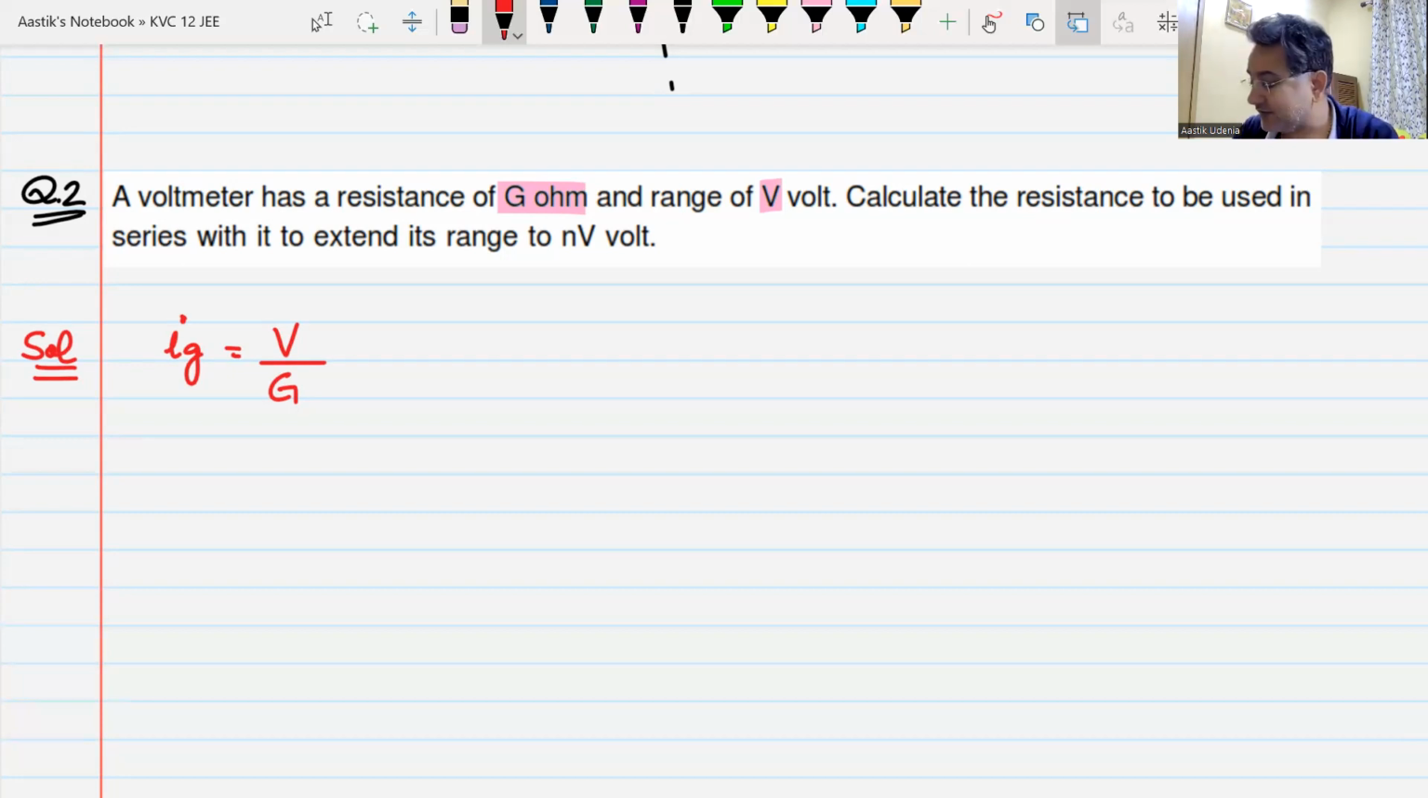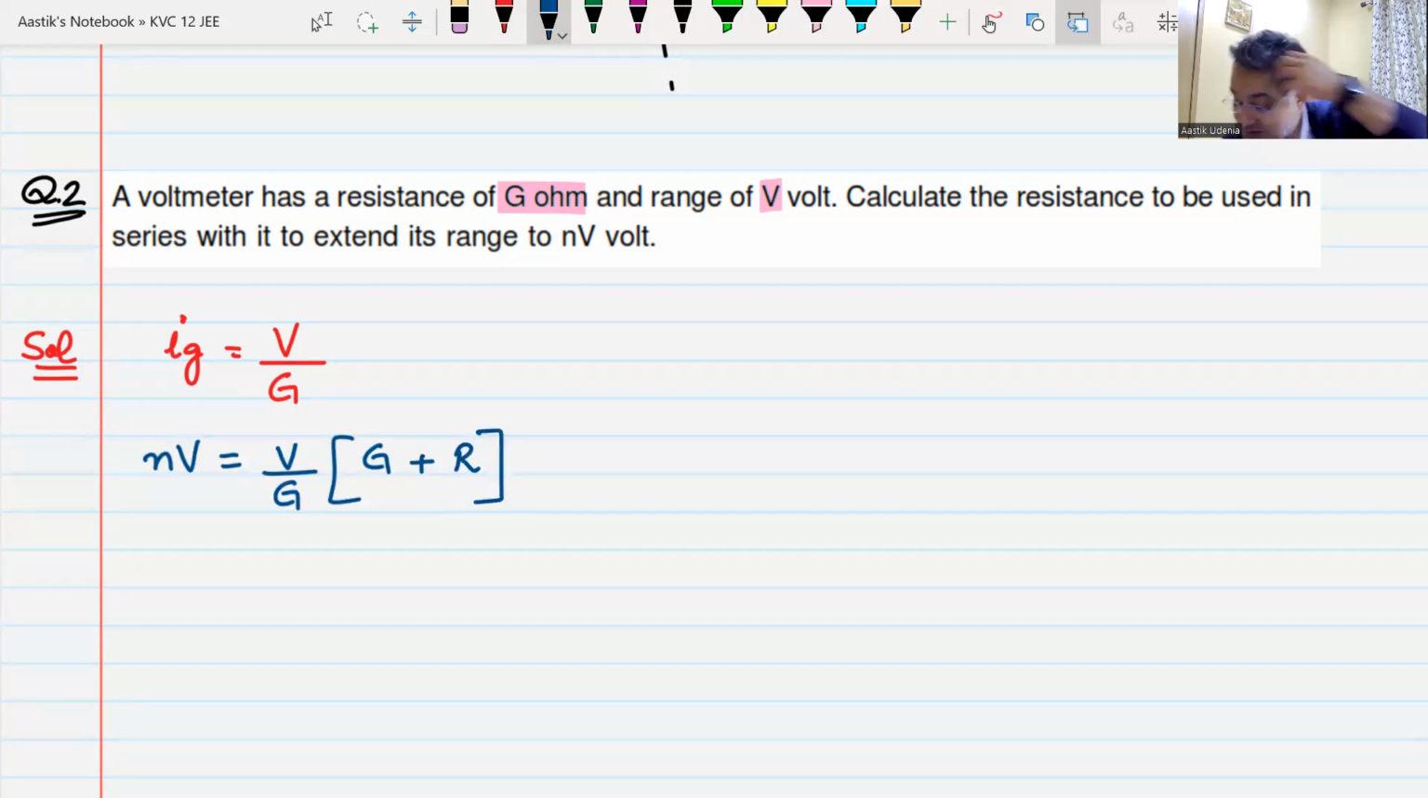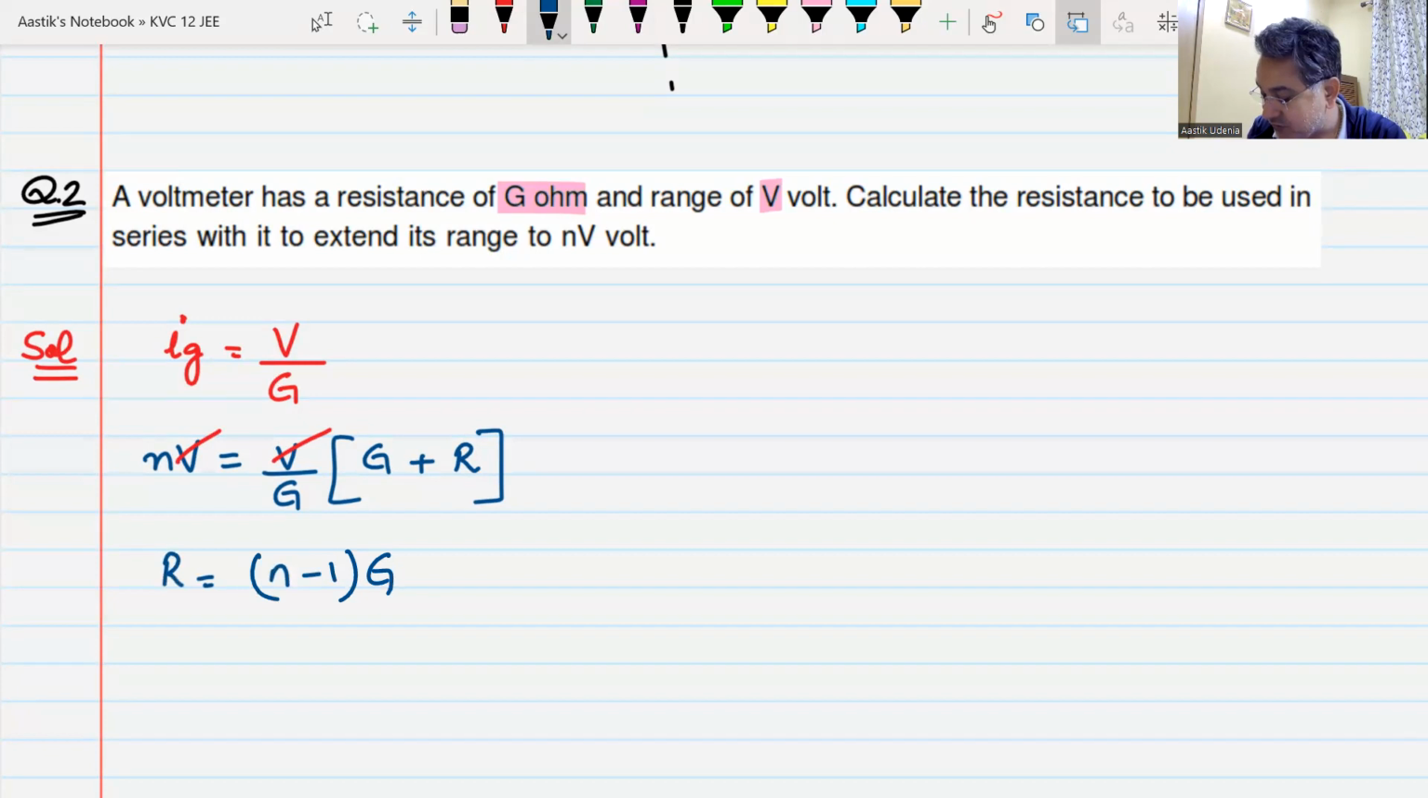I need to find out the series resistance. How do I do it? I need to make the voltage N times V. N times V must be equal to Ig, which is V by G, into the resistance of the galvanometer, which is G, plus the resistance connected in series, which is R. Do we understand how I've done this? Good. So your R becomes N minus 1 times G.